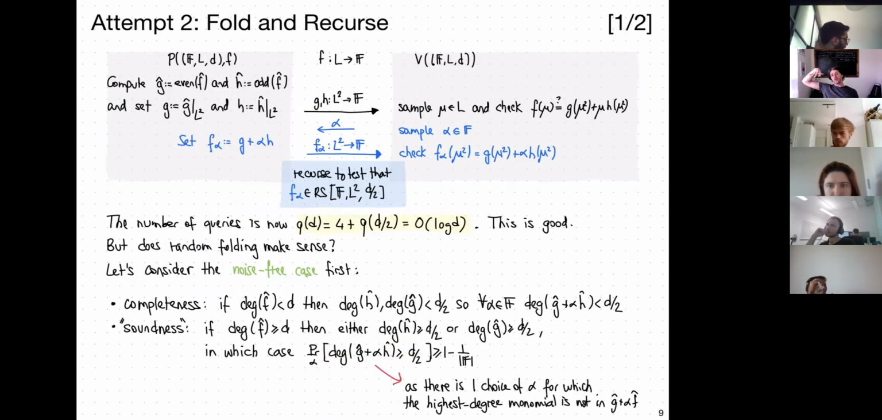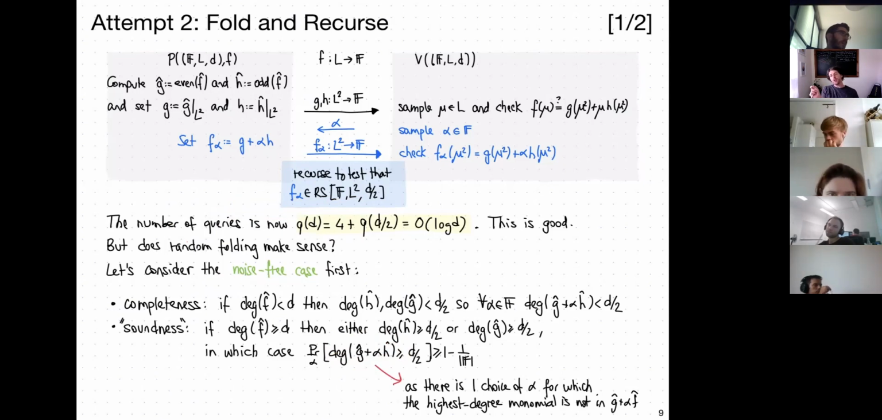If we combine two polynomials, in what case can the degree drop? Only if the largest two coefficients cancel each other out, right? So we have two polynomials of degree d over 2, and we add them together. So only if the coefficient of x to the power of n over 2 just happens to drop.